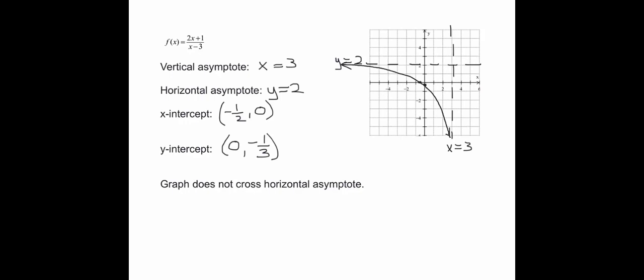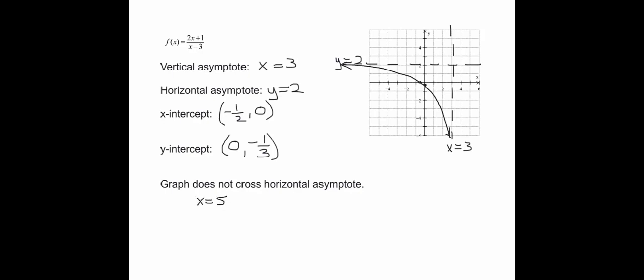All we have to do is double check by picking some points to the right of x equals 3. We could pick x equals 4, or x equals 5, x equals 6, it doesn't matter. I'm going to pick x equals 5. So all I have to do is figure out f of 5.